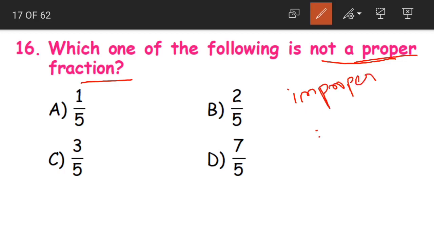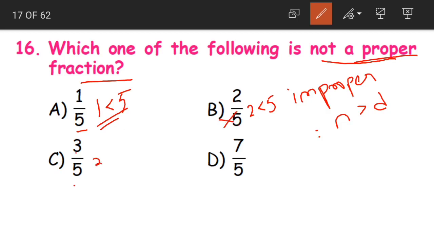And what is the feature of an improper fraction? Numerator is greater than our denominator. So let us look at our options. Option A, 1 by 5. Here 1 is less than 5. Numerator is less than denominator. So A is not the correct answer. Coming to B, 2 by 5. Again here numerator is less than the denominator. So even B is not our correct answer.